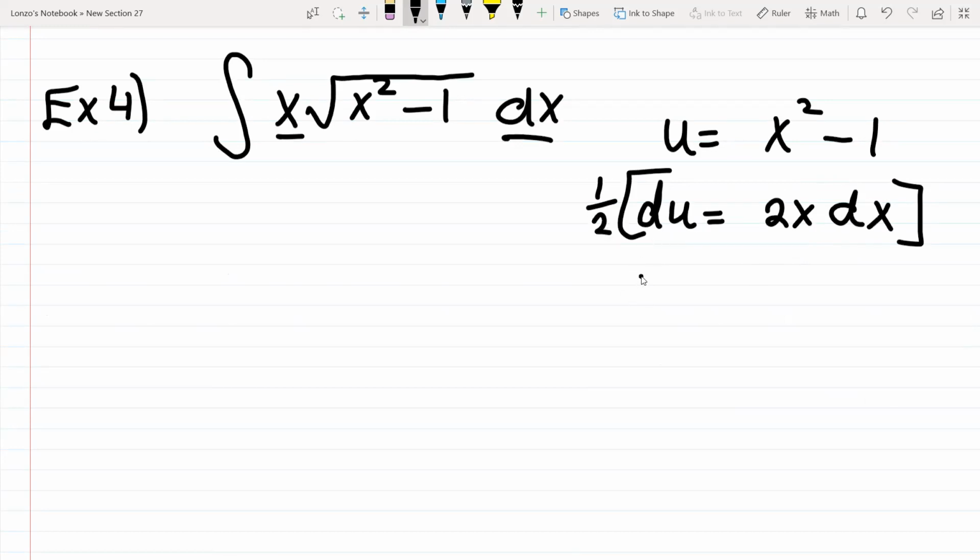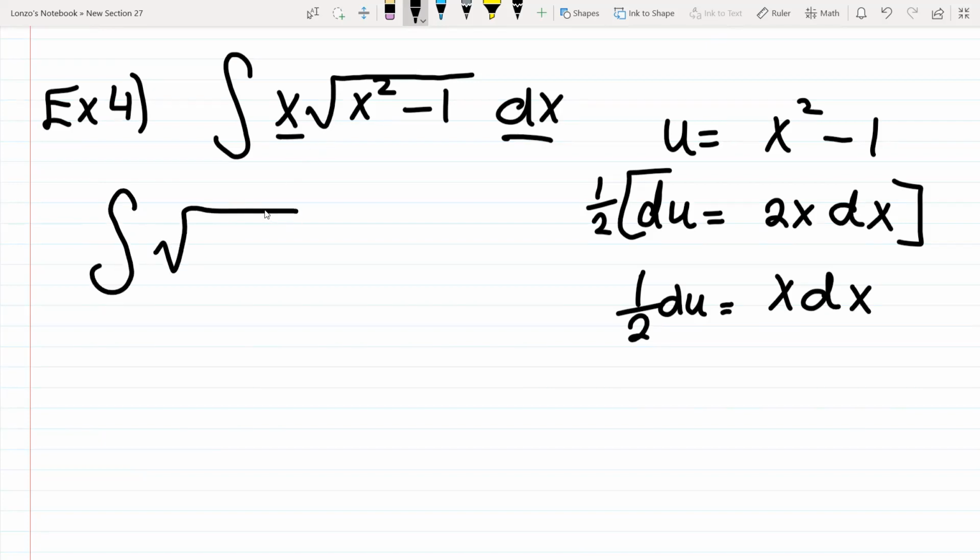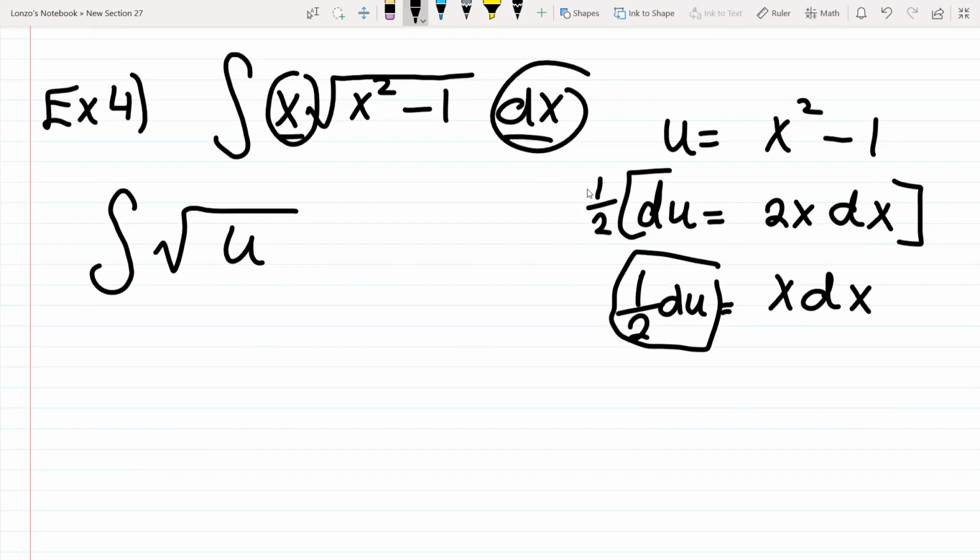So on the left side, 1/2 times du is 1/2 du. And then on the right side, 1/2 times 2x dx, well, the 1/2 and 2 cancel. That's what we want. So you're left with x and dx, right? So that works out perfect. So it's going to be square root, and then you're going to replace x squared minus 1 with u. Then what you're going to do is replace x and dx, not just regular du, but 1/2 du, right? Because you multiply both sides by 1/2.